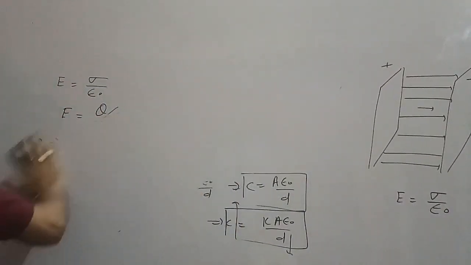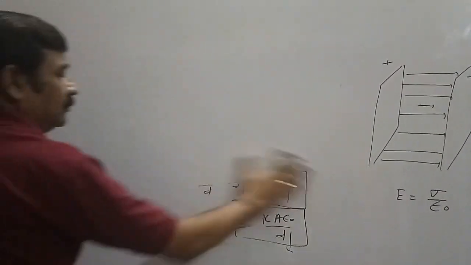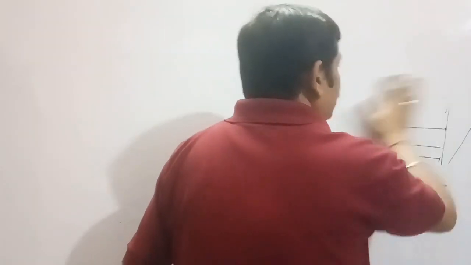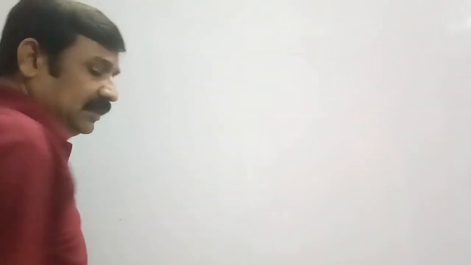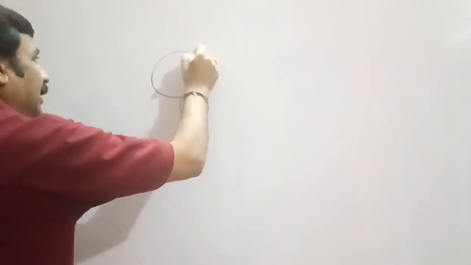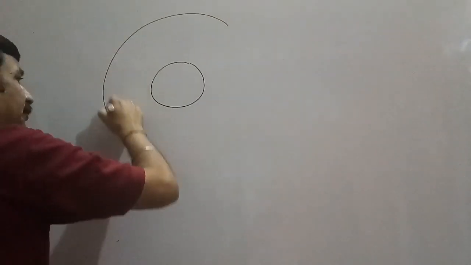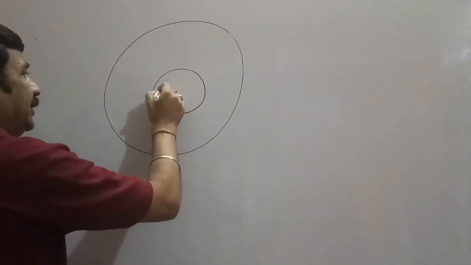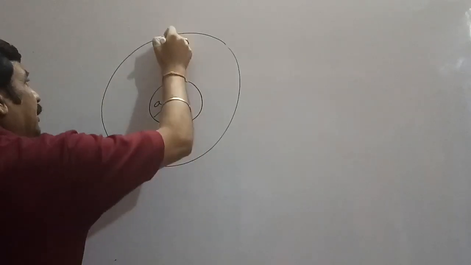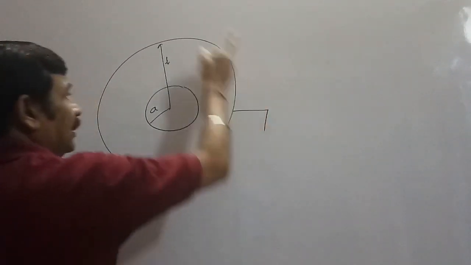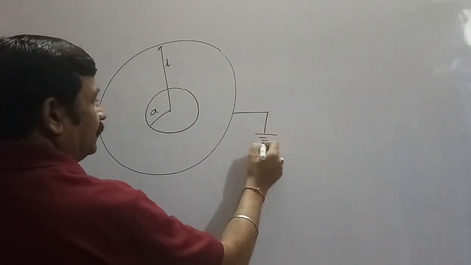In a spherical capacitor, dear students, we take a capacitor in which there exist two spherical plates, or you can say two hollow concentric spheres. This is sphere A, this is hollow sphere B. Both are concentric. Let its radius be small a, and its radius be small b. The outer face of the bigger sphere is connected with earth.